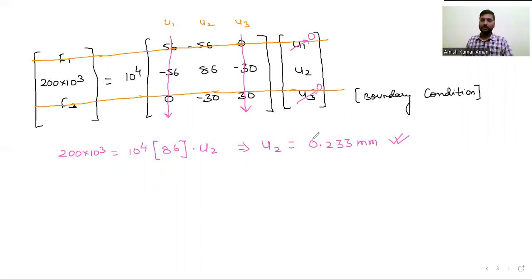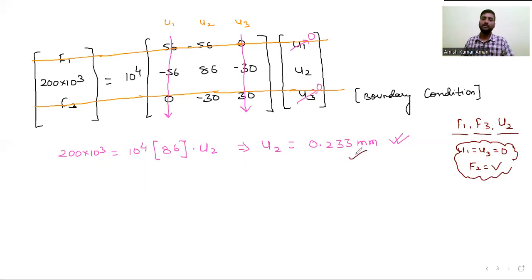So displacement we know. Now what are the unknowns? Each and everything we can calculate. For us, the unknowns are f1, f3 and u2, because u1 is equal to u3 is equal to 0, and the f2 value is already given in the question. So out of 6, f1 is unknown, f3 is unknown, and u2 is unknown. u2 we have already calculated.